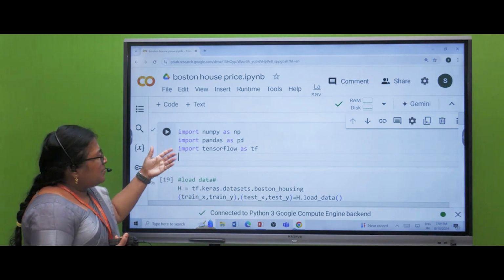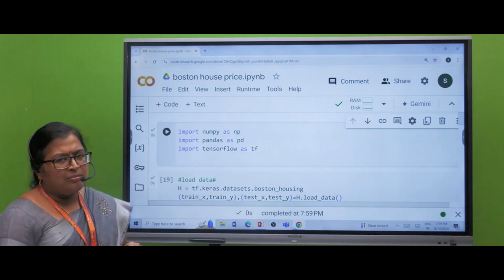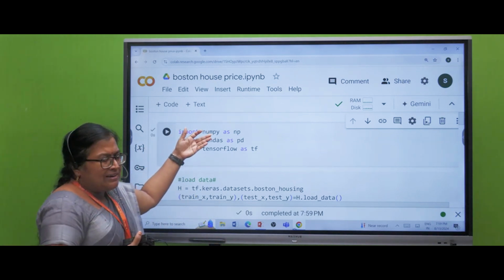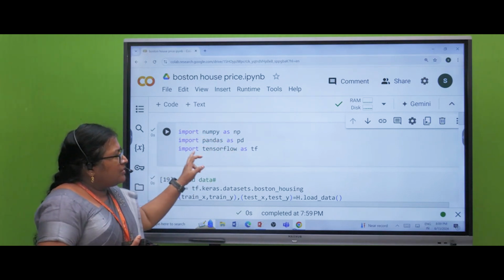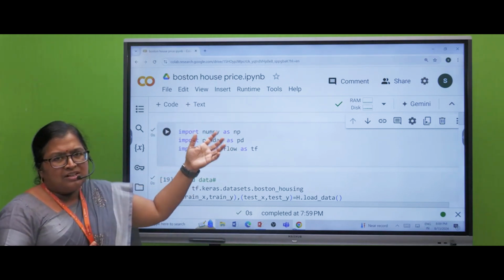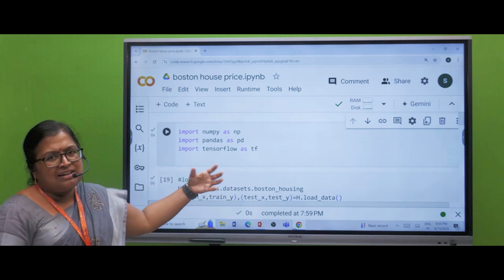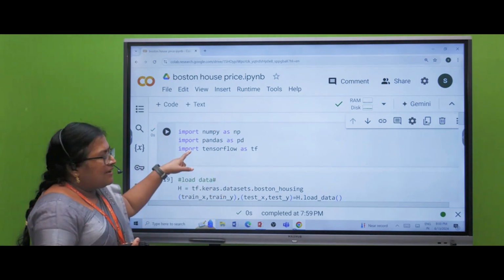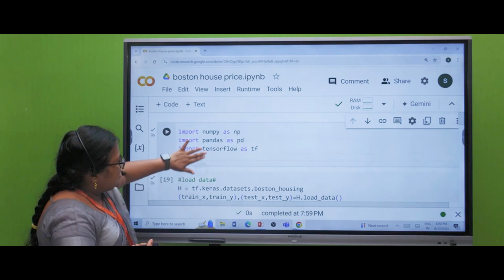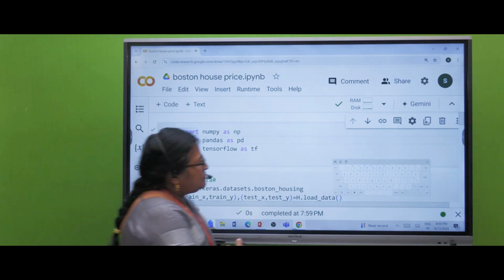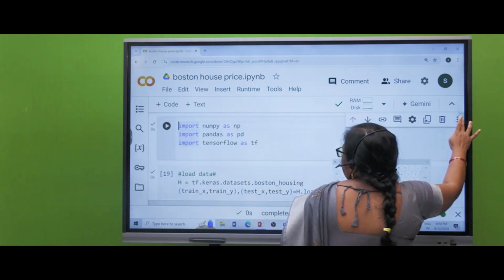Here, the first step, I have imported the normal libraries: NumPy for numerical calculations, Pandas for data frames, and TensorFlow, because I am doing this project using neural networks. So first, I have imported the libraries. This you already know, that's why I'm going fast. The second step is loading the data.